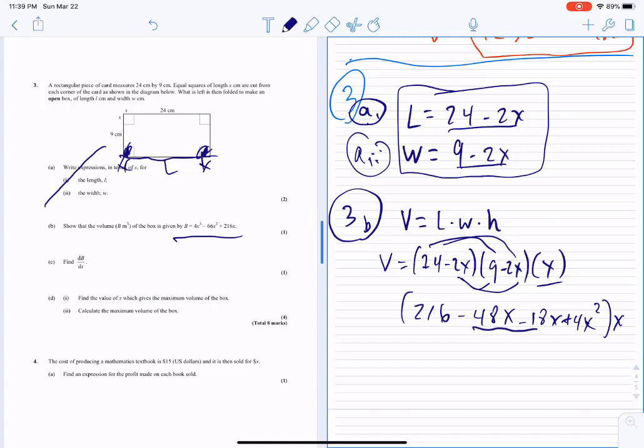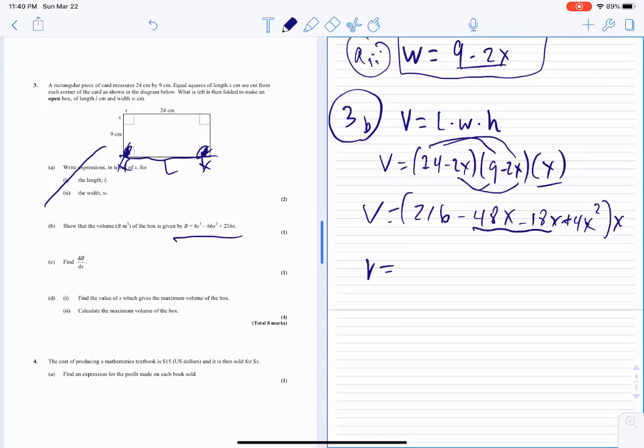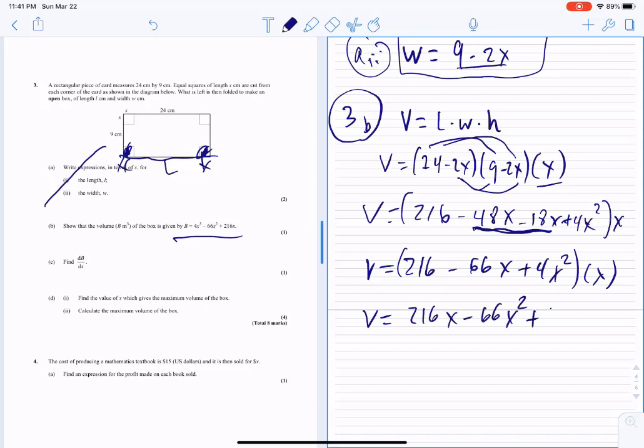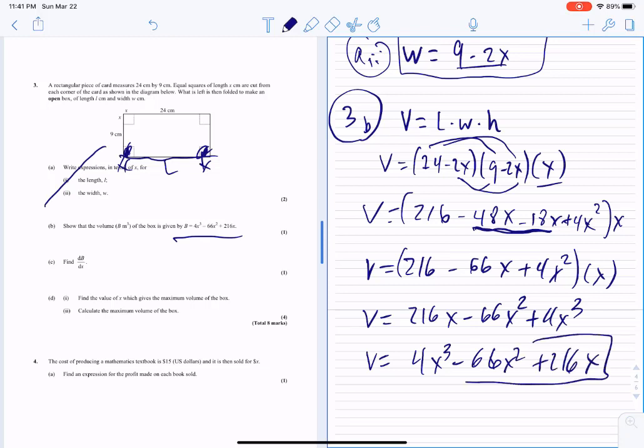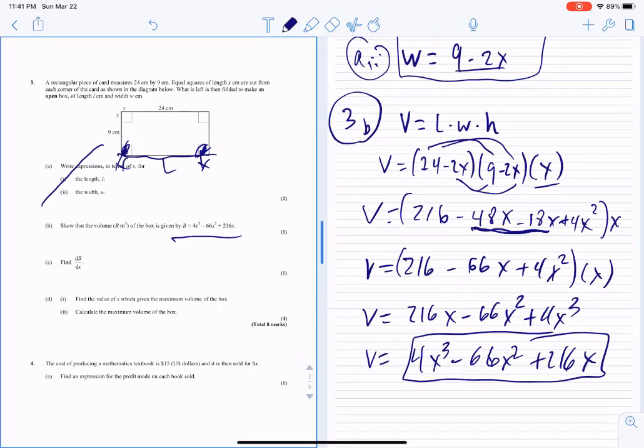Before I do that, though, let's combine these terms. Okay, so we'll combine these like terms here. So it's going to be 216 minus 66x plus 4x squared. All that's still multiplied by x. We'll distribute the x now. So it'll be 216x minus 66x squared plus 4x cubed. Let's reverse the order of those terms. So I'll get this minus this plus this. And that is actually what they want me to show in that answer.